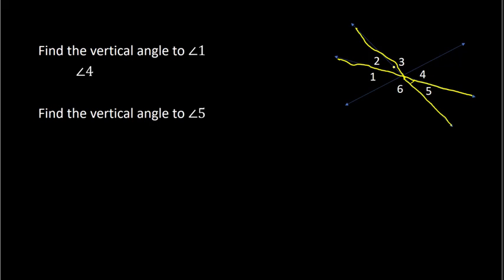So notice that when we did that, we have created angle 2 on this side, and that's across from angle 5. So the vertical angle to angle 5 would be angle 2.